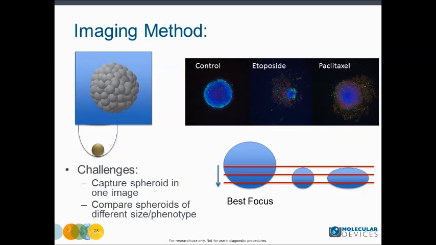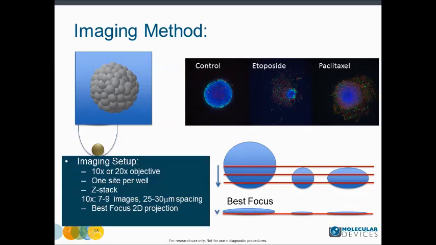One way is to analyze all images, but it is very helpful to use a 2D projection from several slices, best focus. 2D projection allows us to compress information from different slices and allows easier comparison between spheroids. For image setup, we use a 10x or 20x objective, one site per well. We use this stack of 7 to 9 images, could be more if desired, and best focus 2D projection.